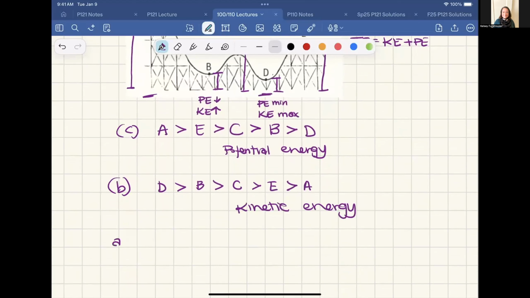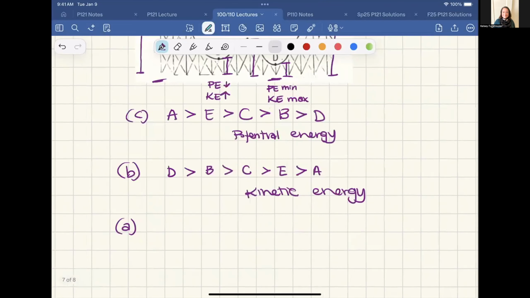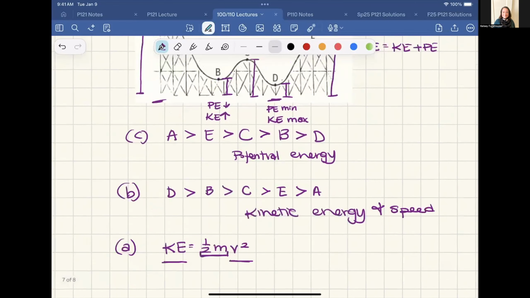And then finally, we're on part A. I know I keep doing things backwards, but that is connecting us to the speed. This is where we can say the kinetic energy is 1/2 the mass times the velocity, or speed, squared. So if these two parts are the same the whole time, it tells us that where the kinetic energy is a maximum, the speed is also a maximum. So the answer here is the same ranking for kinetic energy and speed.